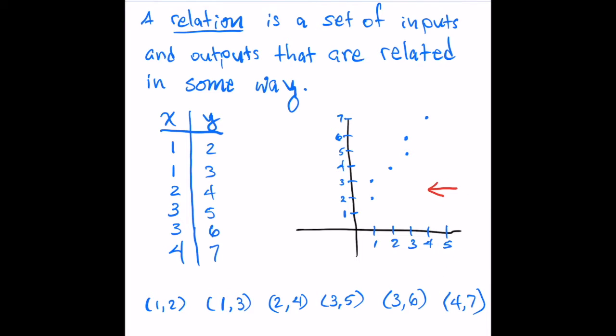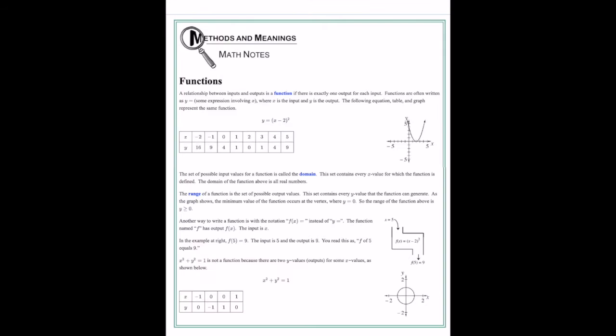Likewise, a relation can be represented on a coordinate plane, and here are the dots that represent the ordered pairs of the relation. And so here we are in our first math notes in this book, and it's based on something called functions. Functions now are defined this way. A relationship between inputs and outputs is a function if there is exactly one output for each input. That's an important thing to recognize because not all relationships are functions, but all functions are relationships.